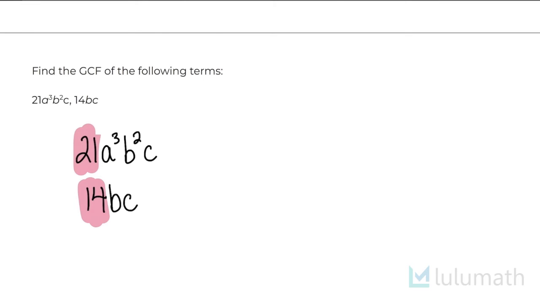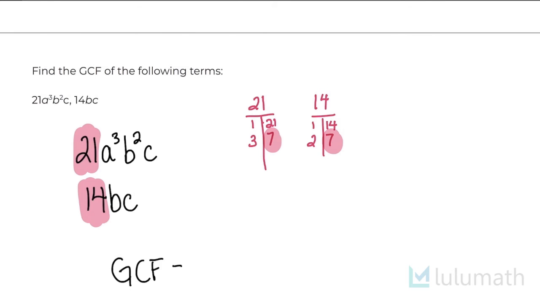So I'm going to look at this a little bit differently just because I want to give you some other options in case you don't like the factor tree. So I'm going to look at 21 and I'm going to see what are some numbers I can divide 21 by. Well, I can divide 21 by 1 and I get 21, and I can divide 21 by 3 and I will get 7. Now for 14, I can divide 14 by 1 and get 14, or I can divide it by 2 and get 7. What's in common with these two sets of factors is the 7. It's the largest number that's in common. So that means that my GCF is going to have a coefficient of 7.